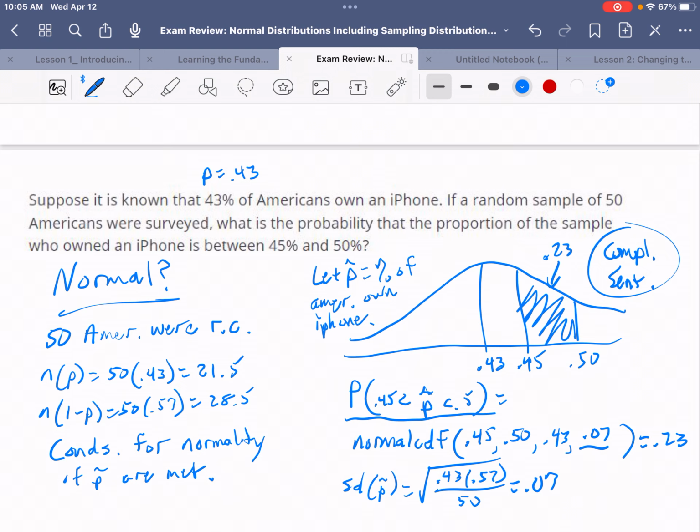Okay, hopefully this helps distinguish between the normal distributions from Chapter 2 and the normal distributions of P hat and X bar from Chapter 7.